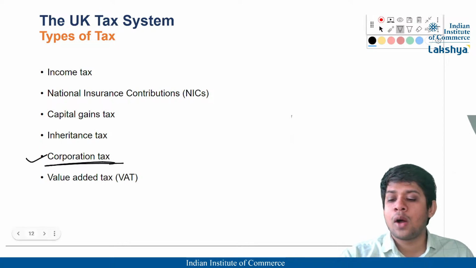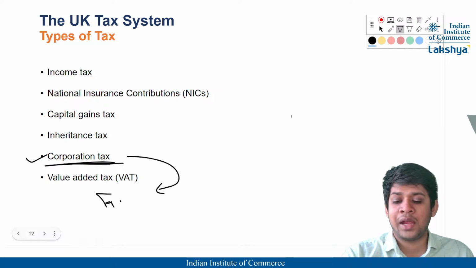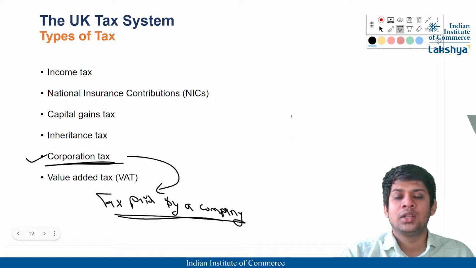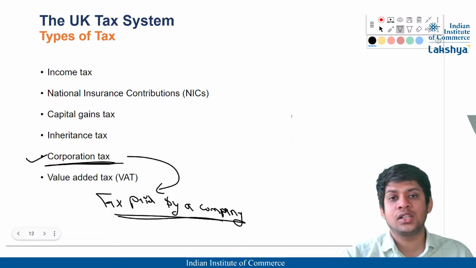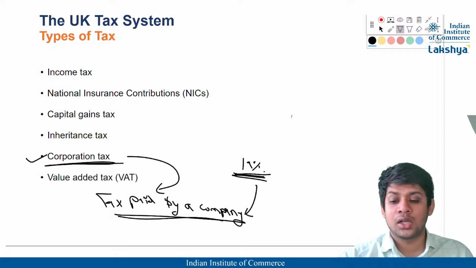Okay. Then comes corporation tax. What is corporation tax? Corporation tax is nothing but the tax paid by a company. Okay, the tax which is paid by a company, that is known as corporation tax. It is actually 19% fixed tax rate which is charged on the company's profit for the year.